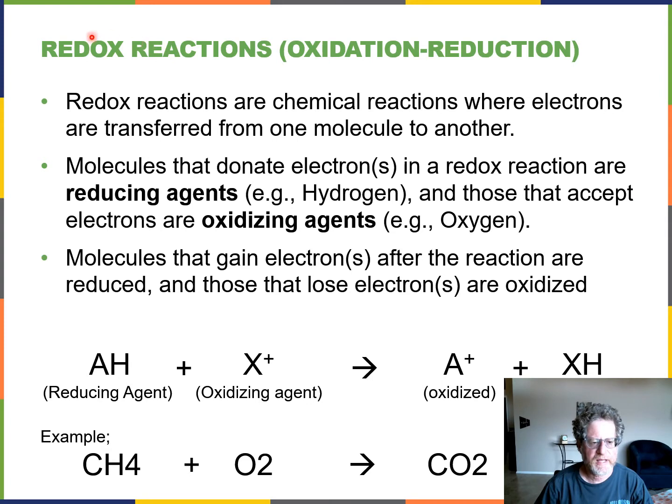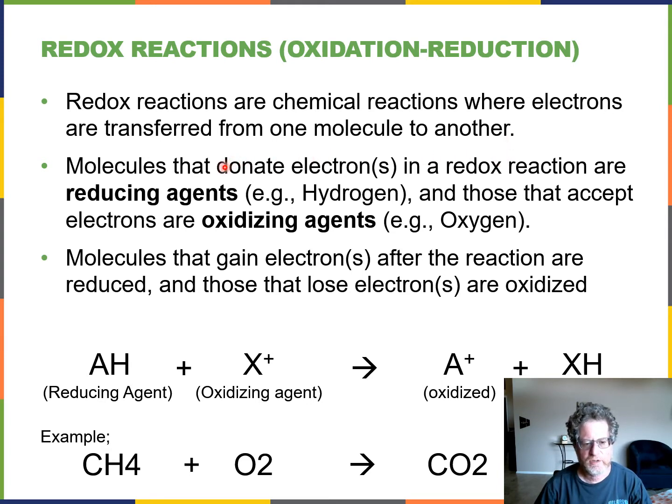Okay, redox reactions. Redox reactions are oxidation reduction reactions. Things are often linked together in the physical world or in biology. So in this case, when electrons get transferred, something is reduced, it gains the electrons, and something is oxidized, it loses the electrons. So that's what the first sentence tells you, that redox reactions are chemical reactions where electrons are transferred from one molecule to another. So when we're eating our food, we're really eating high energy electrons.